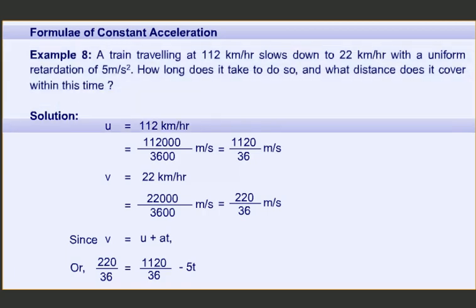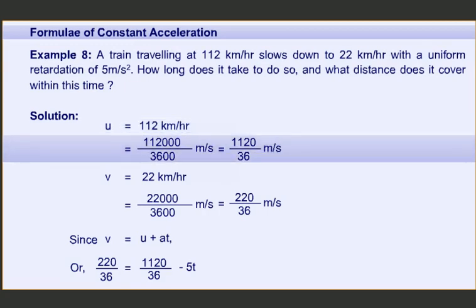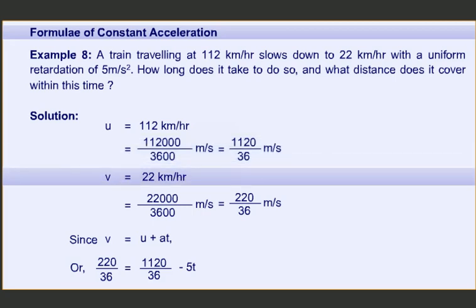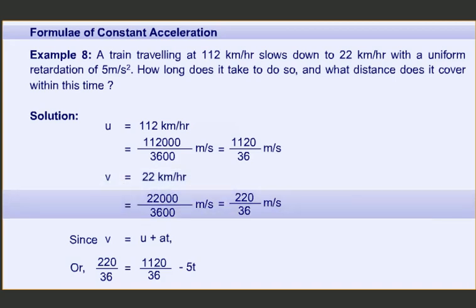Students, we have been given the initial velocity as 112 km per hour. Let us convert it into meter per second. So we write 1,12,000 divided by 3,600 meter per second, which gives us 1,120 divided by 36 meter per second. Similarly, the final velocity is given as 22 km per hour. Converting it into meter per second, we write 22,000 divided by 3,600 meter per second equals 220 by 36 meter per second.